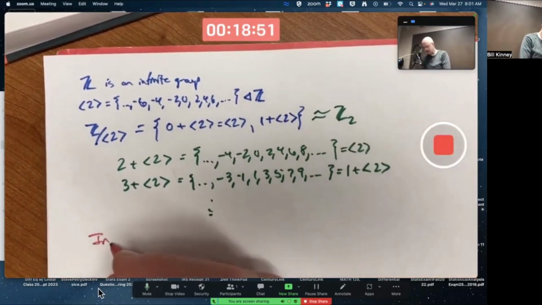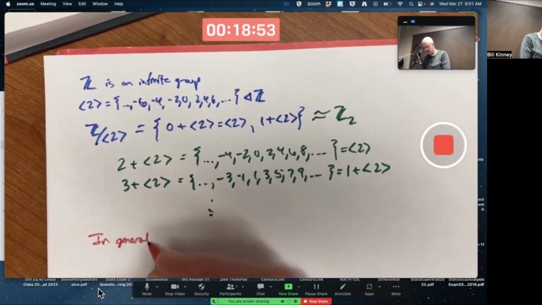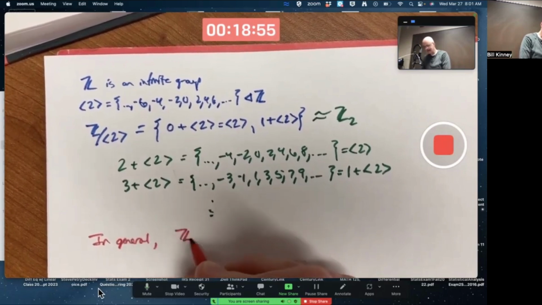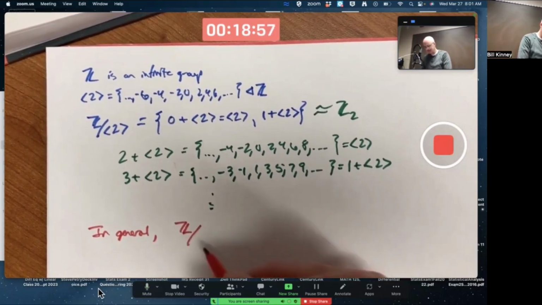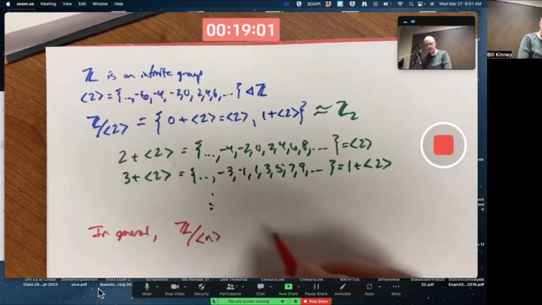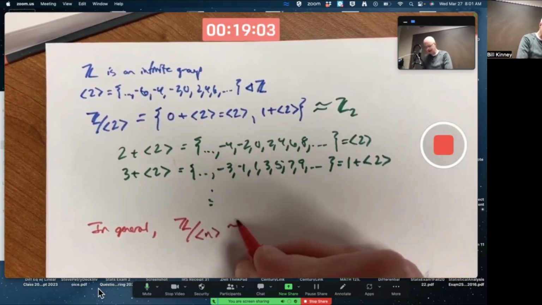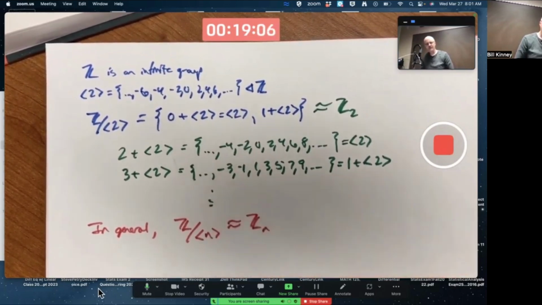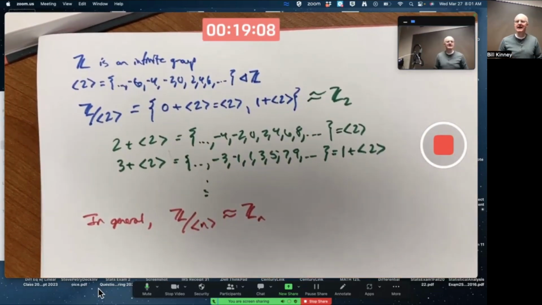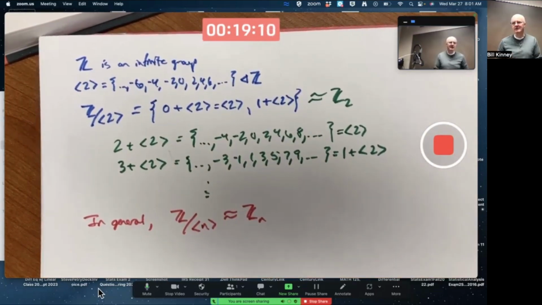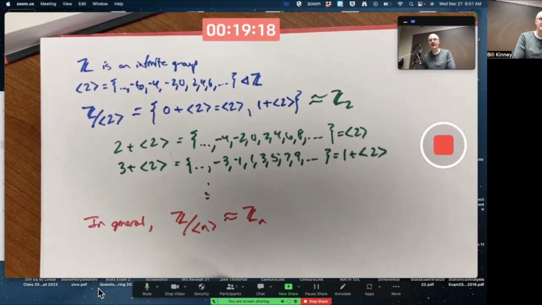In general, in fact, you can say that the factor group of Z by the cyclic subgroup generated by n is in fact isomorphic to Zn. I'll re-emphasize this exact same fact either later today or next Wednesday using homomorphisms.